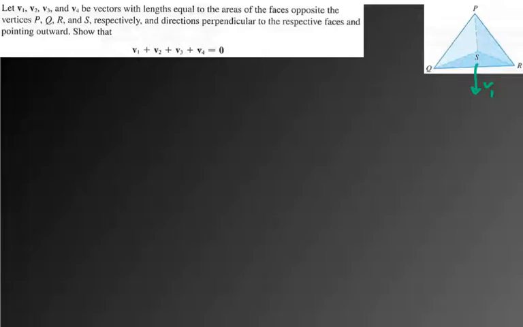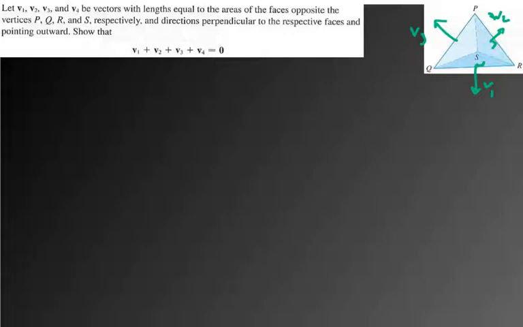V2 would be opposite Q, so all of these are perpendicular to their faces. So that's V2. V3 would shoot out this way. And V4 is pointing down, but I'm not going to draw it because it would be too hard. Basically it's underneath. This is some sort of tetrahedron pyramid, and it's pointing straight down into my page. So that's V1, V2, V3.